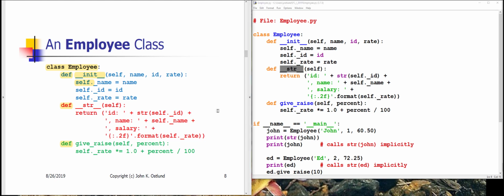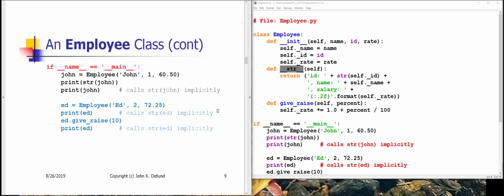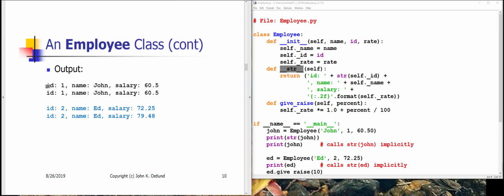Now, when I run this program, slide 8 is my class definition. Slide 9 is the test code. And when I run this test code, what's going to happen here is that John is converted to a str. That str is then printed. And my output looks like ID 1, comma, space, name, colon, John, comma, space, salary, colon, 60.5.